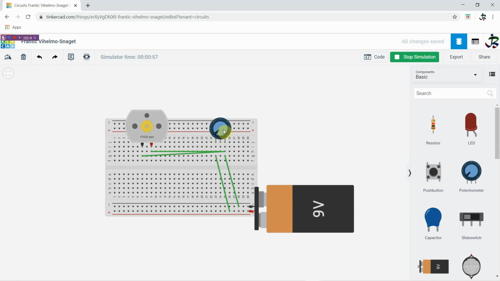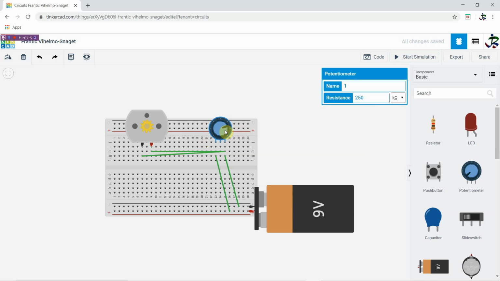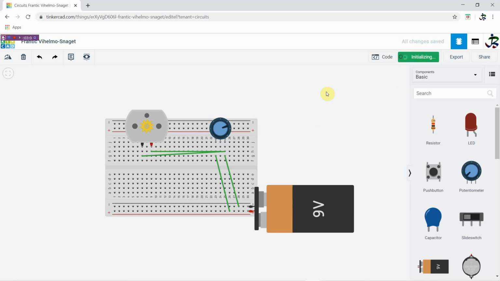As I increase slightly, the speed decreases very drastically. So I am stopping this and changing the value of resistance, so that you can see the change in speed more. I am giving 1000 ohm only. So let's see what will happen now.